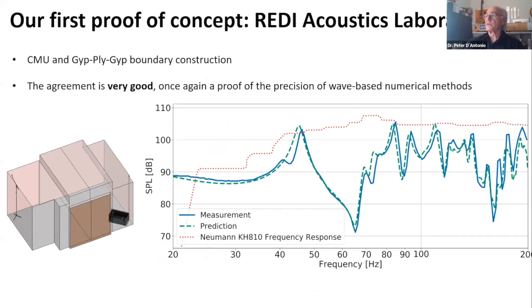Before I turn it over to John, this is a room that we renovated at WSDG, which was a storage room, using a combination of CMU walls and gypsum plywood boundaries. We varied the admittance of the boundary surfaces until we achieved an agreement between the measurement and the prediction. I think we're all pretty happy that the agreement was as good as it was. So we have a good amount of confidence now that the program is operating reliably. This was our first proof of concept.